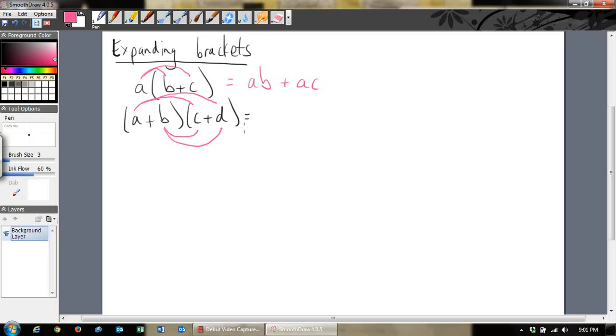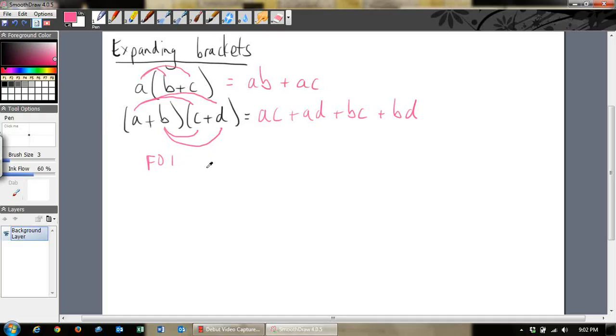Okay? Oh, didn't actually write what this is equal to. Might as well. A times C is AC. A times D is AD. B times C is BC. And B times D, I got into a bit of rhythm there, that was a bit weird, is equal to that. And so a way that people remember this second one is by using FOIL.